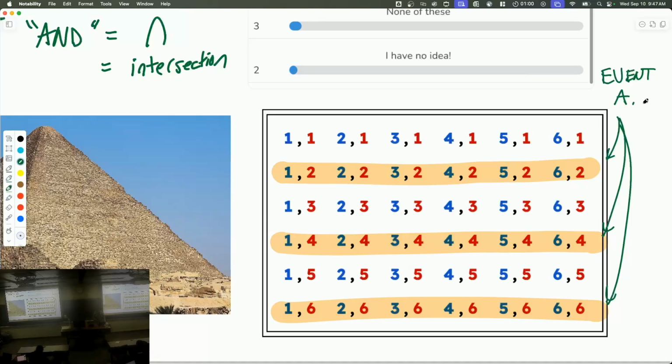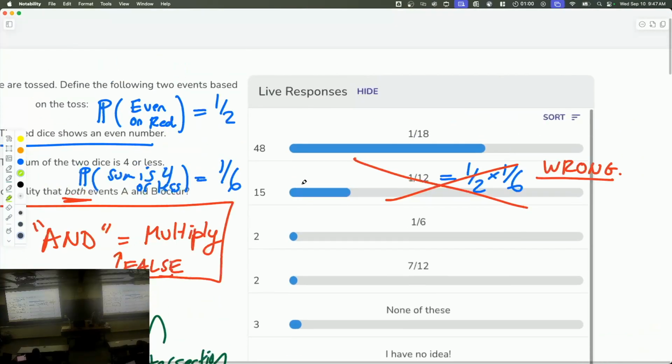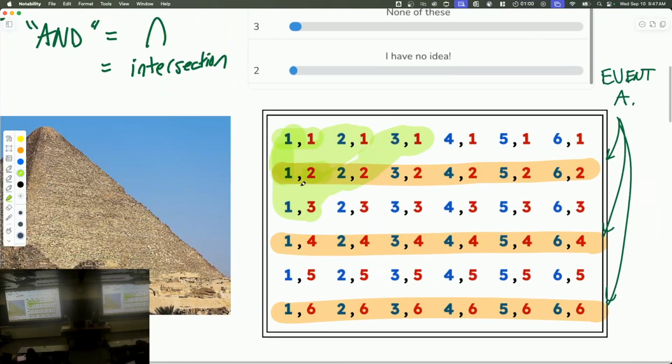And then event B is that the sum is less than 4. In our problem, the sum being less than 4, this is the kind of thing we talked about last class, corresponds to this little corner over here. So here the sum is 2, here the sum is 3, and here the sum is 4. So the sum of the two dice is 4 or less. Okay, so event B was that little corner.